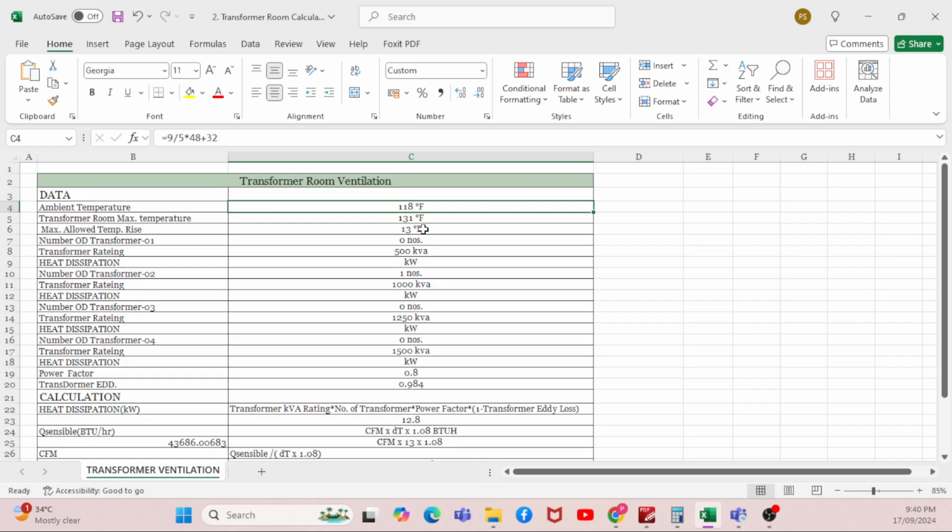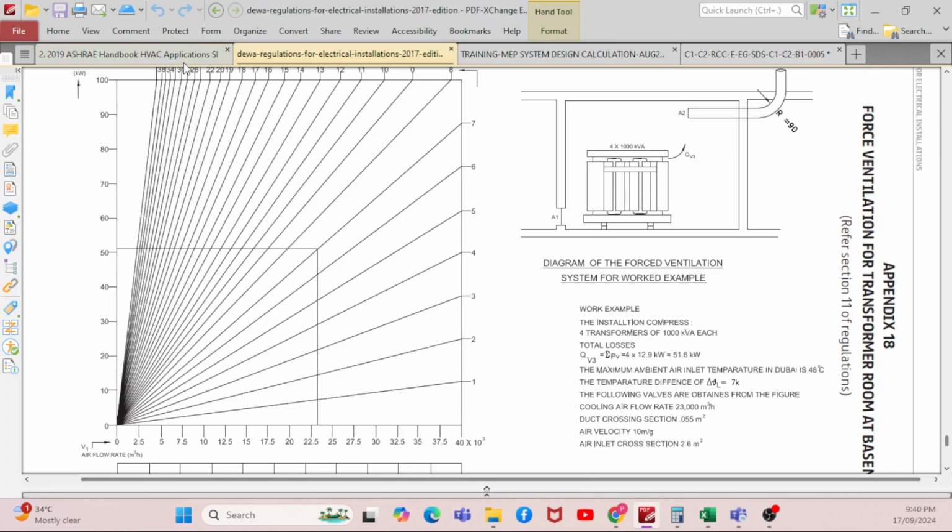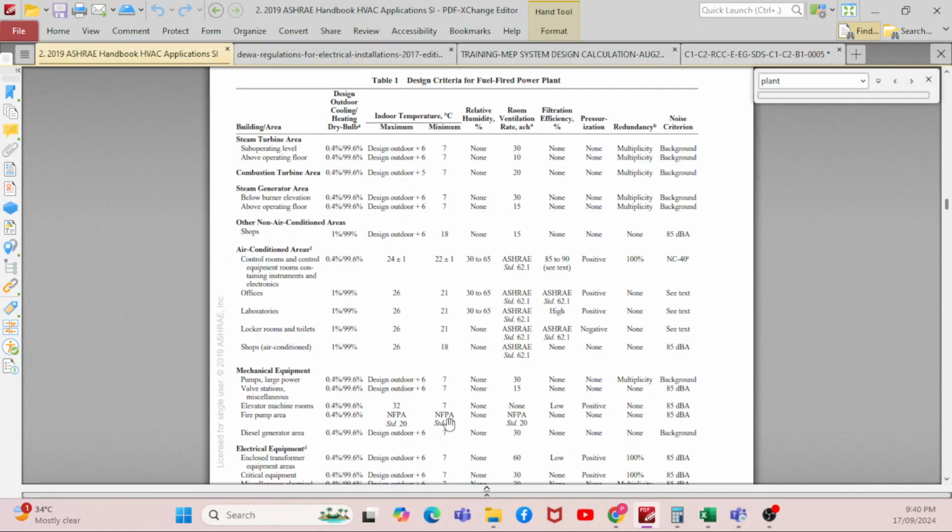Transformer room maximum temperature, right? Ambient temperature and the maximum transformer room temperature. I'm sorry, I'm just getting a small confusion here. So if you go back to the ASHRAE guide, it says ambient temperature plus 6 degrees, correct? Plus 7, actually. You can see the delta T directly. They have given 7 degrees Celsius. Delta T is 7 degrees.